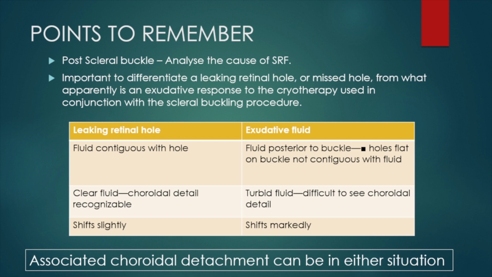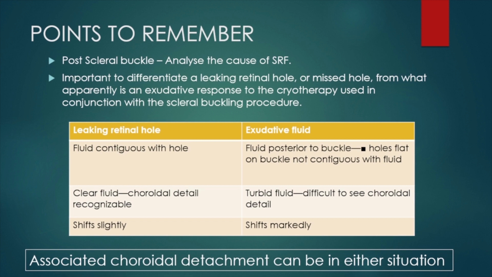Now, some points to remember. Post-scleral buckle, you should always analyze what is the cause of the subretinal fluid. It is important to differentiate between a leaking retinal hole, a missed hole, and what apparently is an exudative response to cryotherapy. In a leaking retinal hole, the fluid is contiguous with the hole. In exudative fluid, the fluid is posterior to the buckle, and the holes can be flat on the buckle and not in continuation with the fluid.